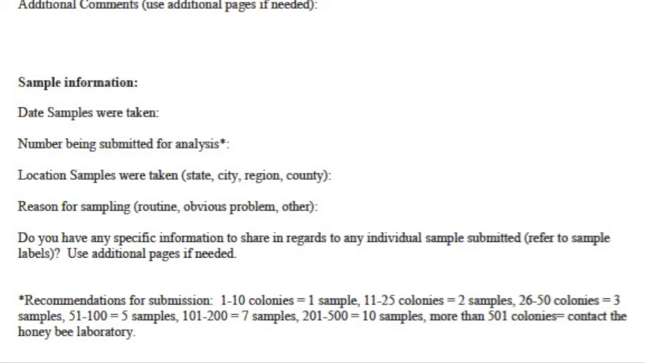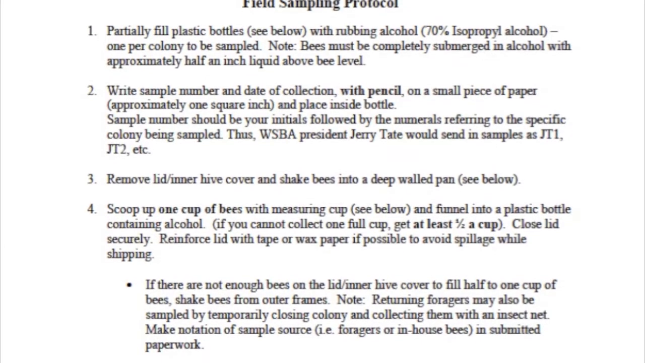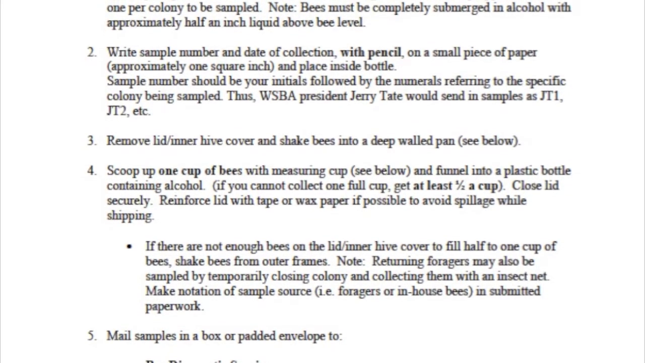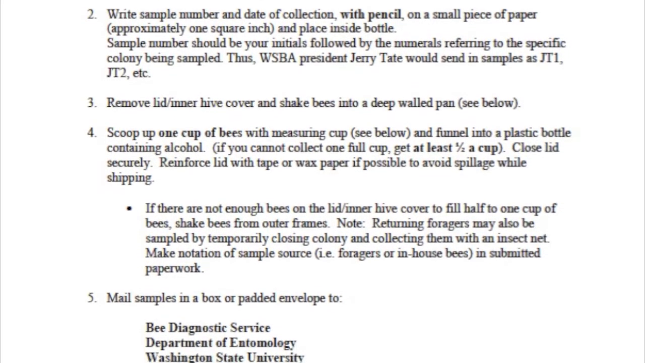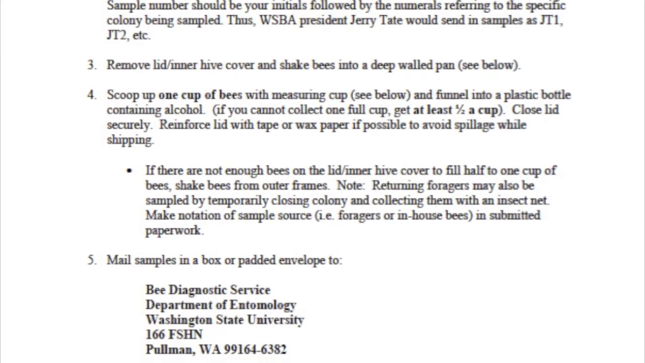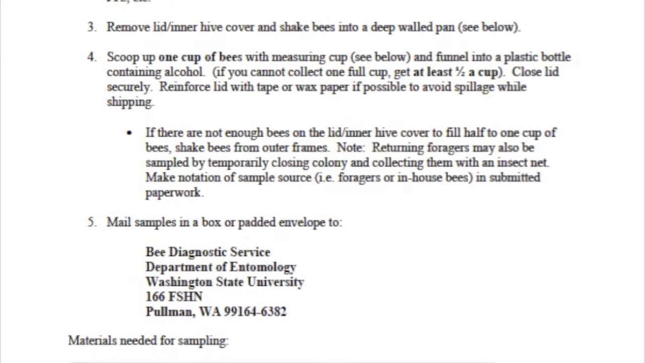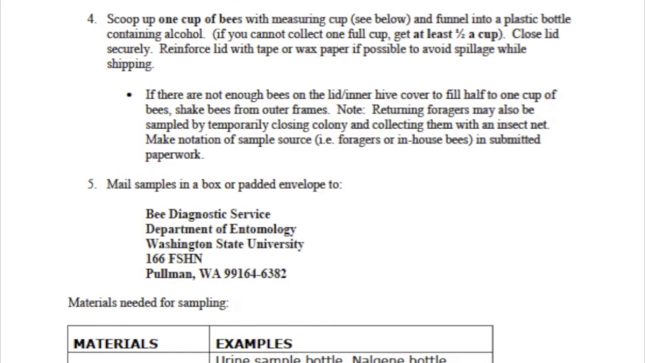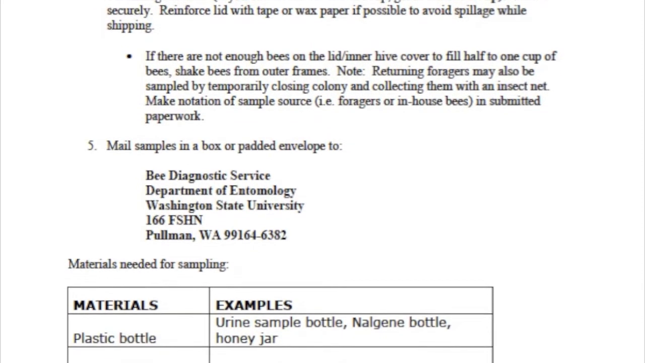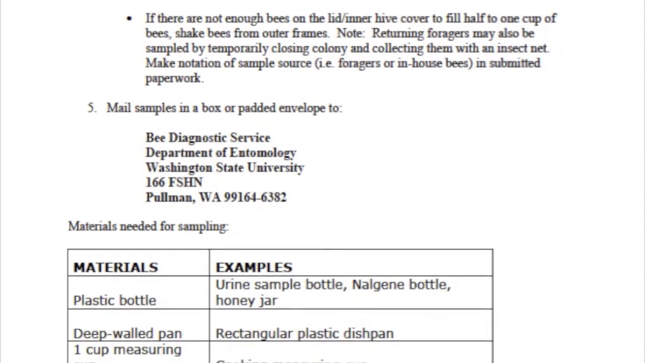So on the second page of the registration form is the field sampling information. So this tells you what to use when you go out, how to do it, how to scoop up the bees, and where to send it to. So you're going to want to send it to the Bee Diagnostic Service, so that will come to me. Again, the registration form is very important, so I know everything about the history of the samples that you're submitting.